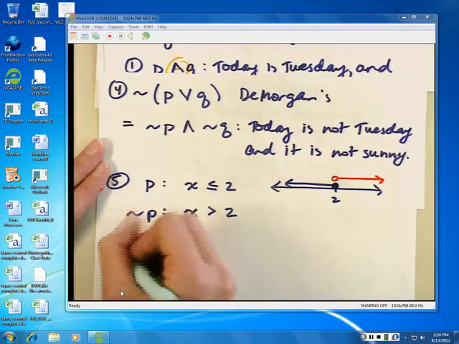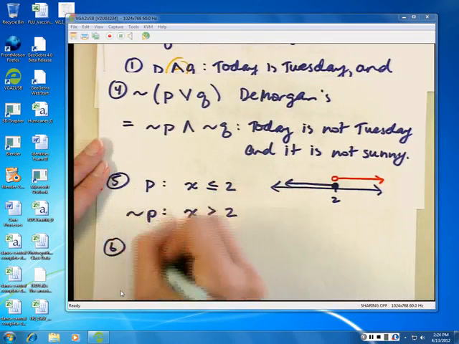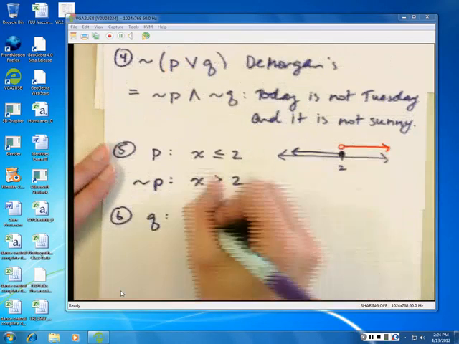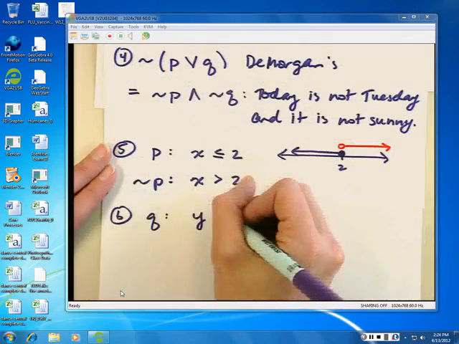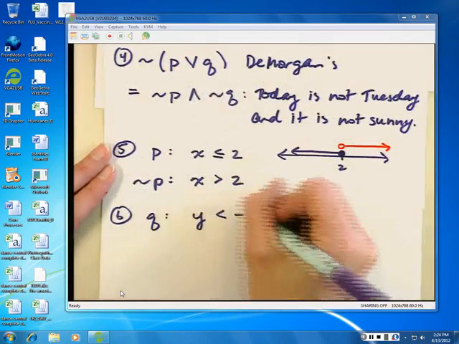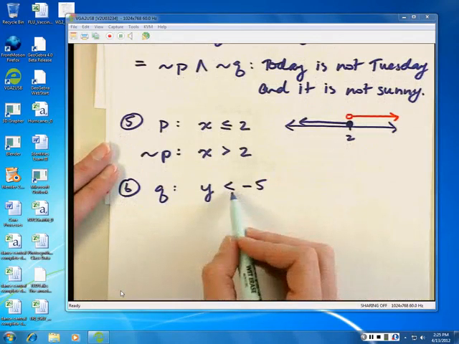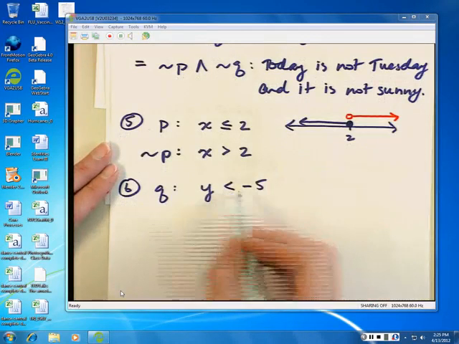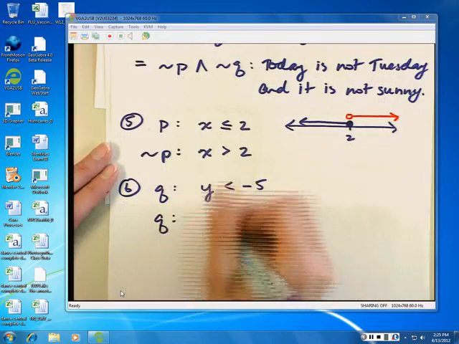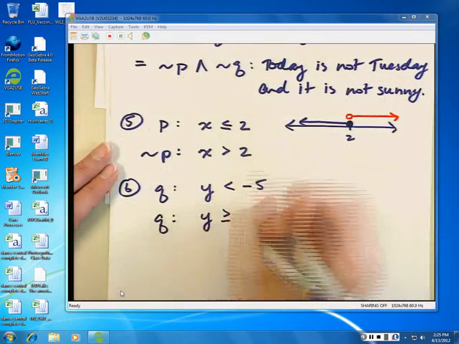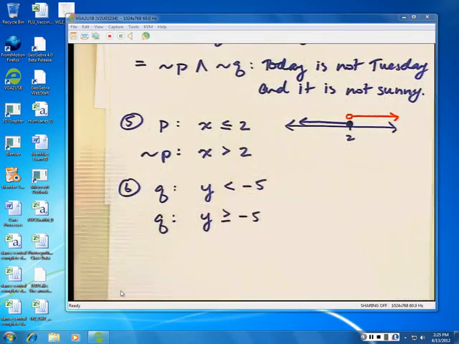Let's do one more like that with that negation. So Q, and then we'll be done. So Q, let's say that Y is less than -5. To negate that, I don't want less than, I want greater than. I don't have the equals case, so I throw the equals case in. So Q, Y is greater than or equal to -5. And that finishes our topics for the week.